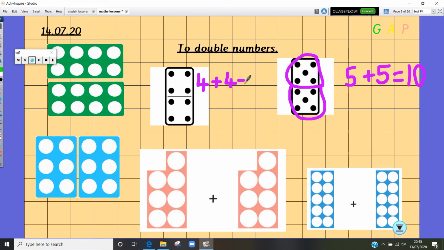Okay, so 4 add 4, or double 4, is 8. So well done if you managed to spot that one. Okay, right, we're going to jump down the board here to this one.